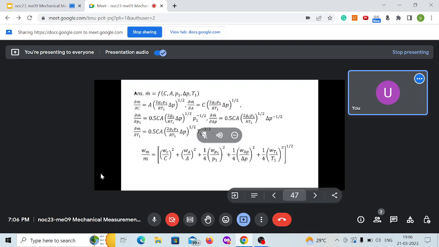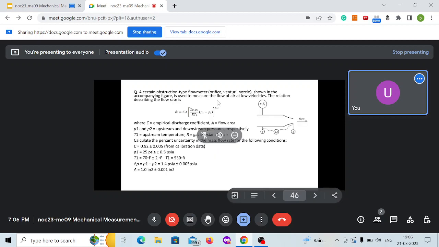So if you see, mass flow rate is a function of empirical discharge coefficient, area, pressure at the inlet, the pressure difference between the throat and the inlet, and then the temperature at the inlet. So we find out the corresponding partial differentiation with respect to the variables for the mass flow rate. So we have ∂m/∂C for the discharge coefficient, which is A by 2 gc, P1 by RT1 into delta P raised to power half.